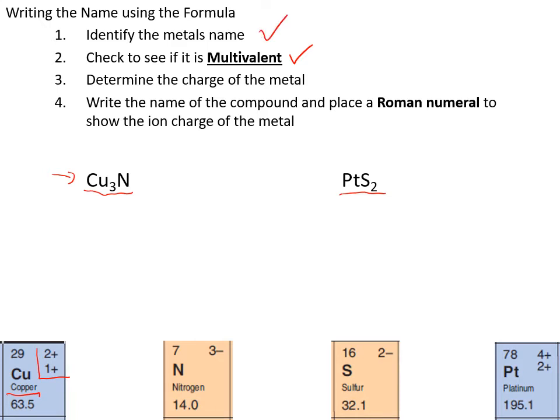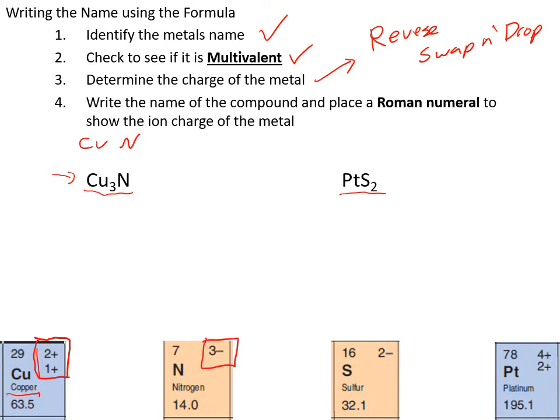Determine the charge of the metal. Now this one's hard, okay? Now this one I like to use the old reverse swap and drop. So what I usually do is I write Cu like this above it, okay? And I write N above here. Now, we don't know the charge of Cu. It's either going to be 2 plus or 1 plus. We do know the charge of nitrogen though. It's 3 minus. So I'm going to write that up there.